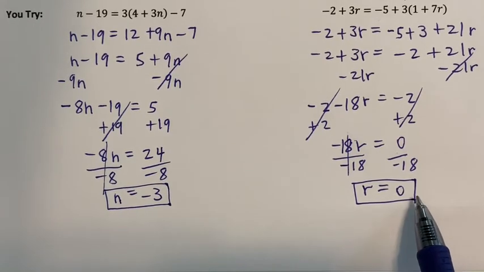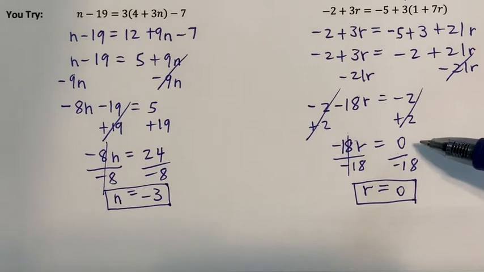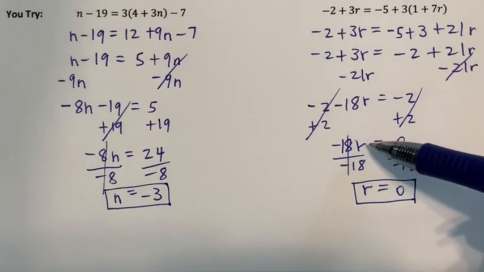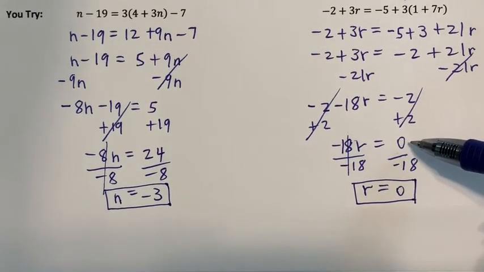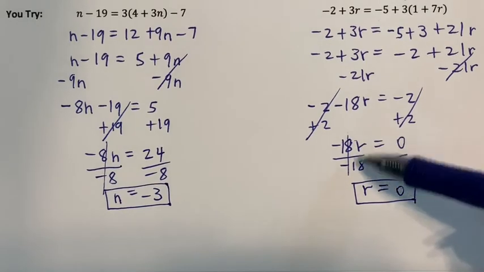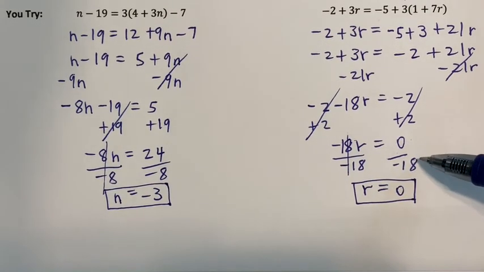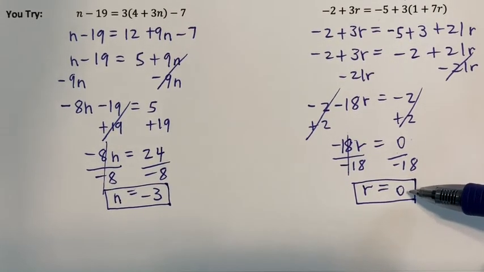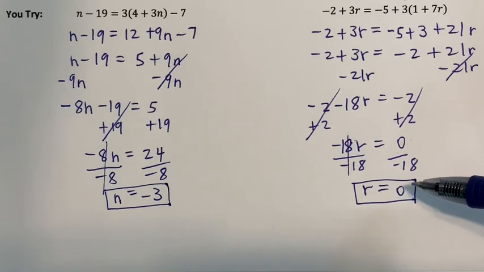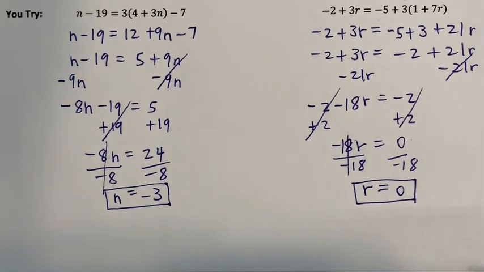The part that was a little bit tricky about this one is that when you get to this point, you have negative 18r equals 0, and you're not done yet. You still have to divide by negative 18, and 0 divided by anything is always 0. So don't be alarmed when you get 0 as an answer. That's totally fine. So this finishes up our learning target 2.1. Please let me know what questions you have.